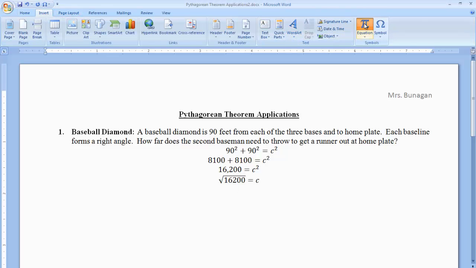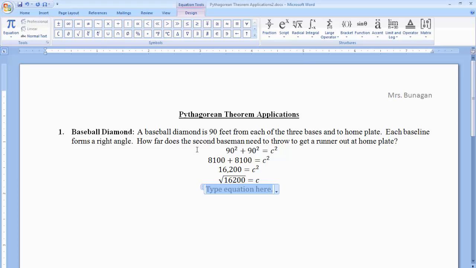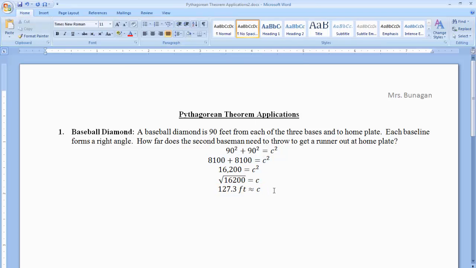And the last step of our equation is, what is the square root of 16,200? It's 127.3 approximately. I'm going to go to the symbols menu here, and there is an approximation symbol instead of an equal sign. The final step is to write a word problem with our word answer. The second baseman needs to throw approximately 127 feet to reach home plate.